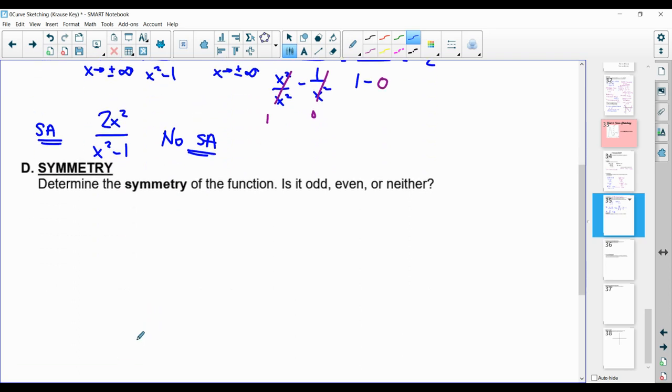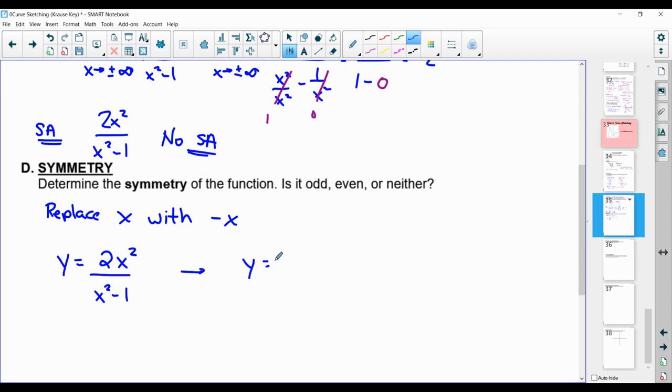All right, next thing to look for is symmetry. Is this function odd, even, or neither? And so we're going to do a test point here. We're going to replace x with negative x and see how the function behaves. So first test, we're going to plug this in. Let's write the original function first, y equals 2x squared all over x squared minus 1. So we're doing our substitution: y equals 2 times negative x squared all over negative x squared minus 1.